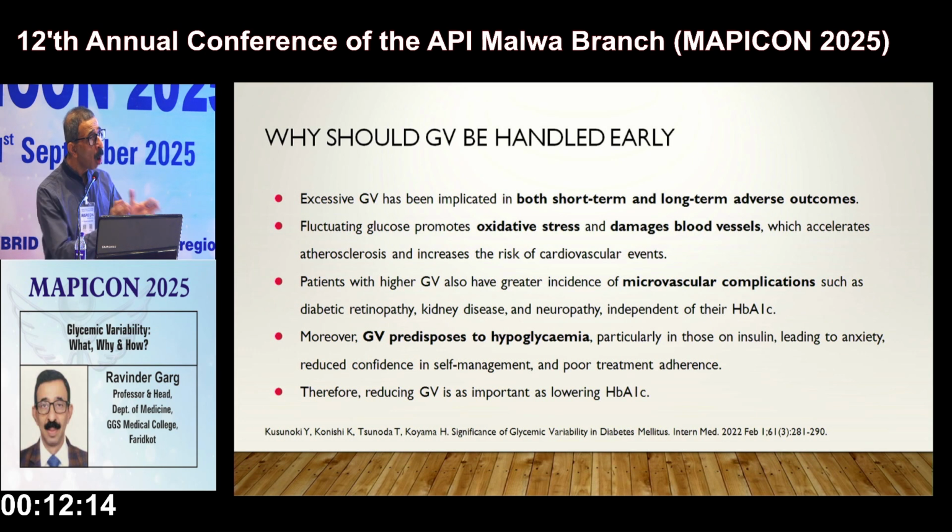Now, not only that, what we are least bothered about is most important. And what is that? That is hypoglycemia. Even hypoglycemia is a pro-inflammatory state. There is release of inflammatory cytokines, and that is again damaging the blood vessels. So let's not underestimate the importance of hypoglycemia.